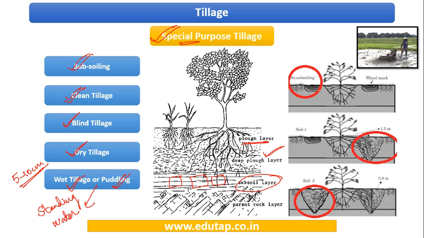Now just have a look at the picture here. How is subsoiling going to help us? You can see that because of subsoiling, the roots, as I said, are able to grow properly, and are able to take up water properly. So obviously the plant is going to be healthy.